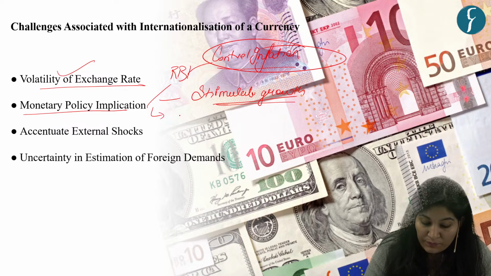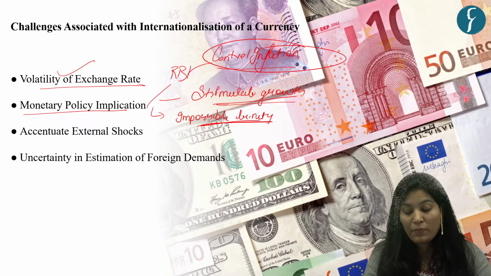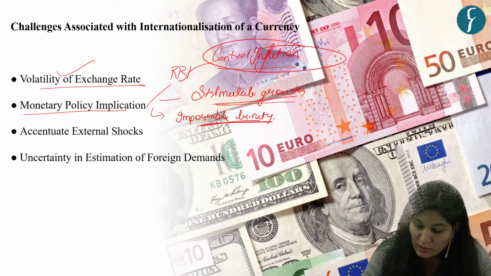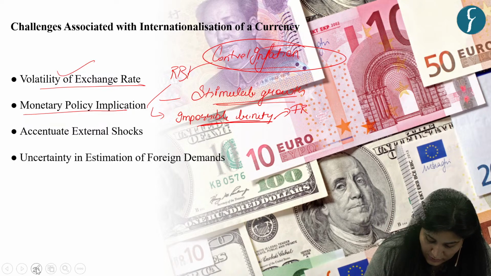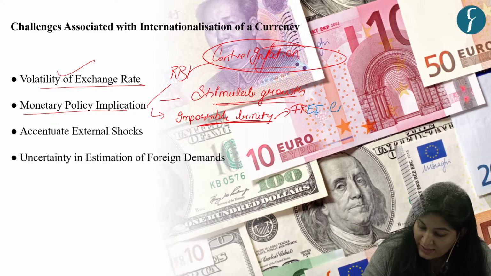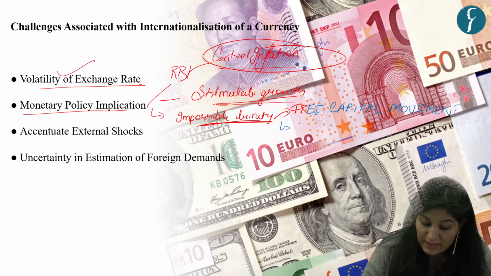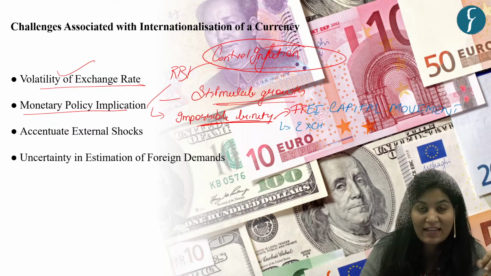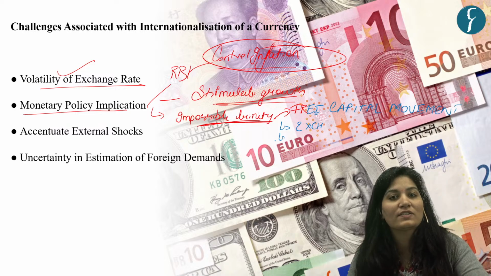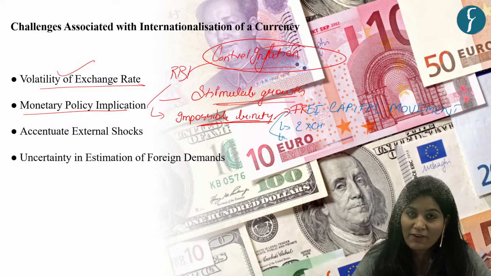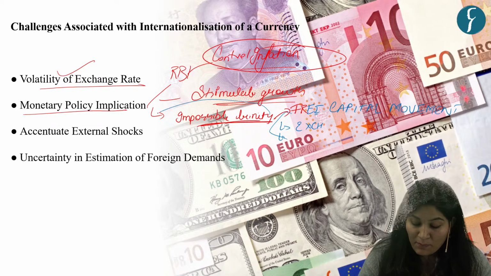You must have heard about the impossible trinity. The impossible trinity is that it's very difficult for any country to satisfy these three situations. These are: free capital movement, first, ensuring free capital movement; second, exchange rate stability; and then an independent monetary policy also. It's very difficult for any country to have all three. That's why these three situations are known as the impossible trinity.